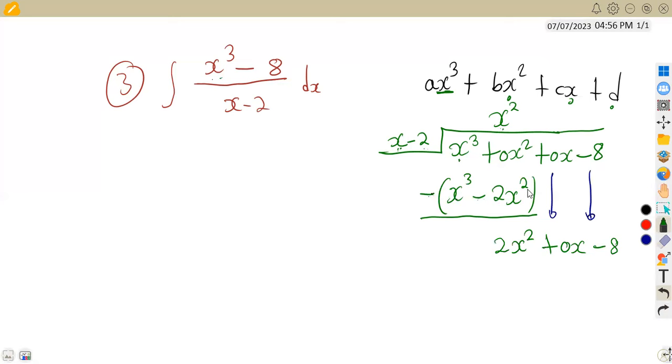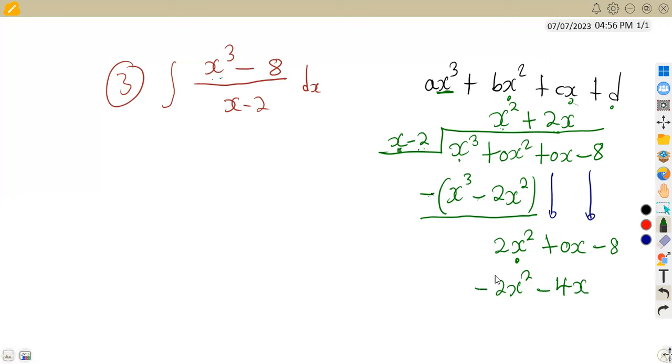We are back again to our division, okay? We divide again. First term always to the first term. 2x squared divide to x. That will be a positive 2x. Whatever that you get here multiplies everything back. So it's going to be 2x multiplied to x, which is going to be 2x squared. 2x times minus 2, which is going to be minus 4x.